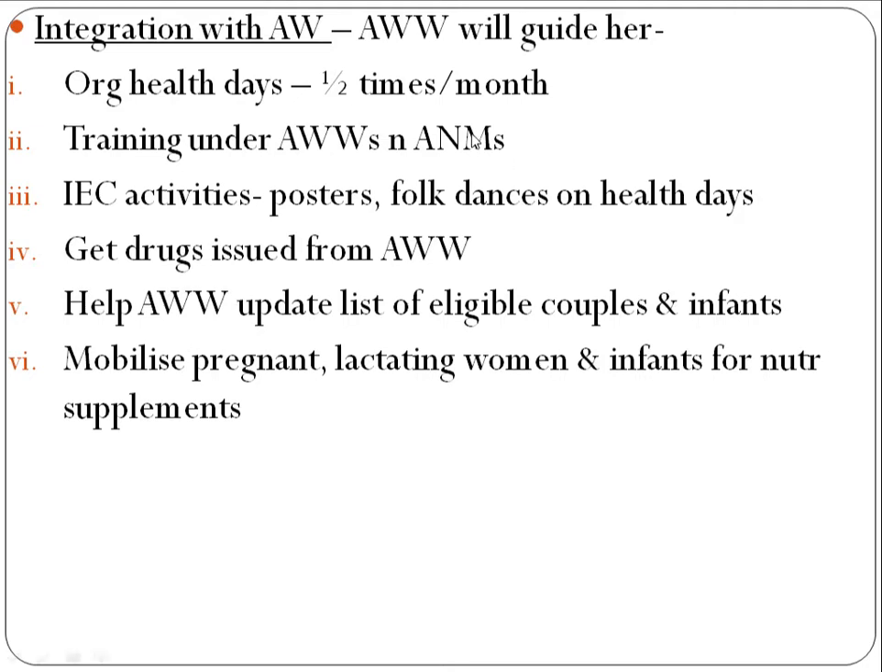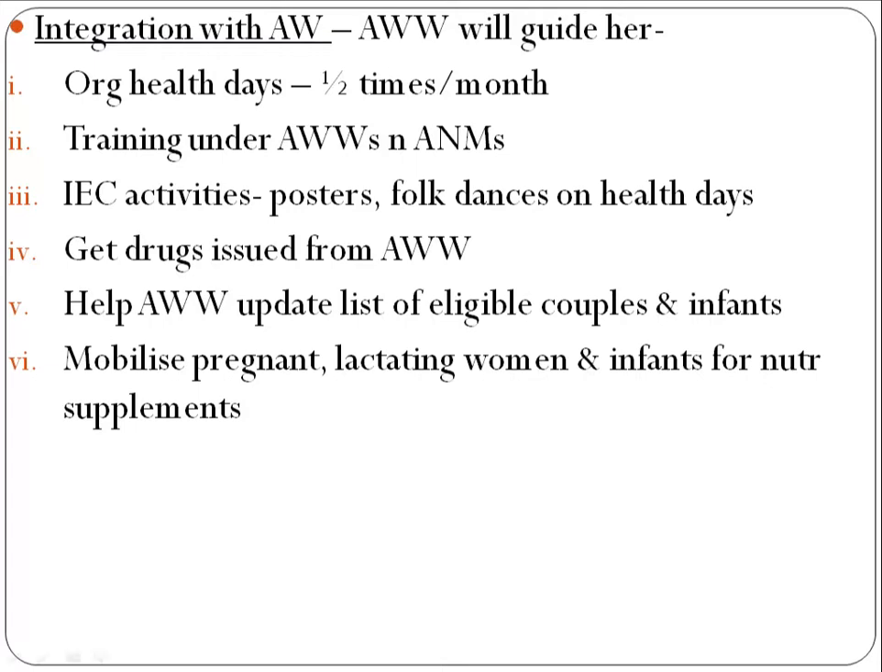She undergoes training under the Anganwadi workers and the auxiliary nurse midwives. These are the various village level health workers. She undertakes IEC activities, information, education, communication. She also gets drugs issued from the Anganwadi. She helps the Anganwadi worker update the list of eligible couples and infants. Eligible couple has been taught to you in the chapter of family planning. Target couple and eligible couple.